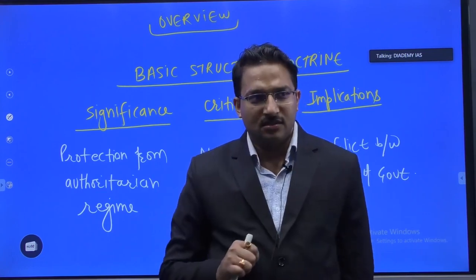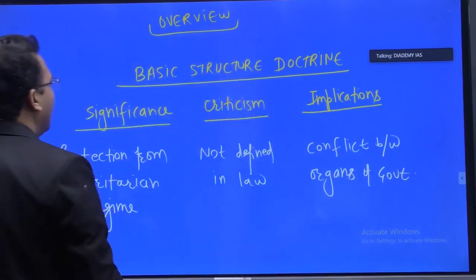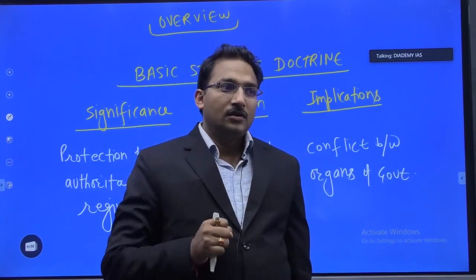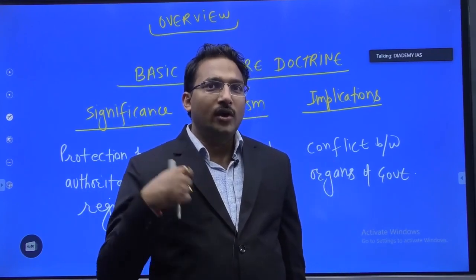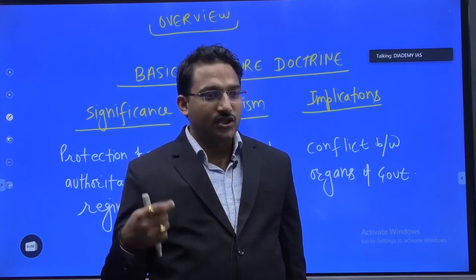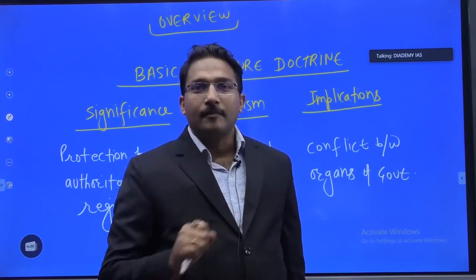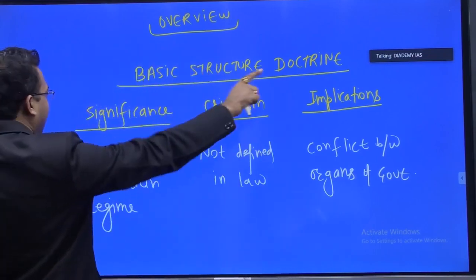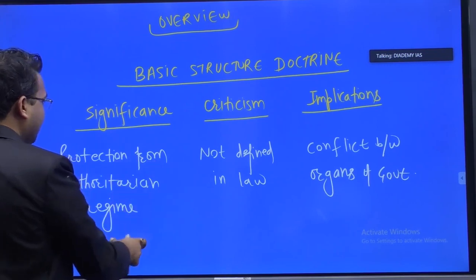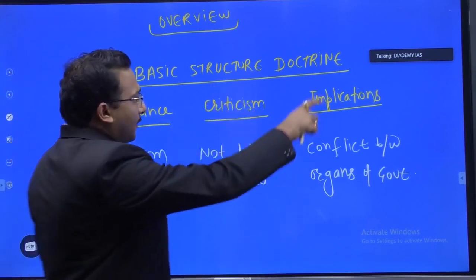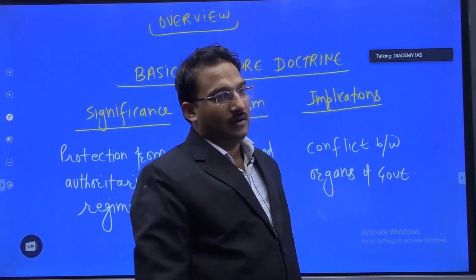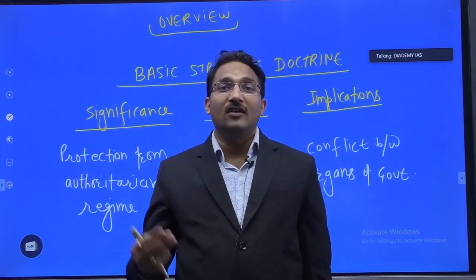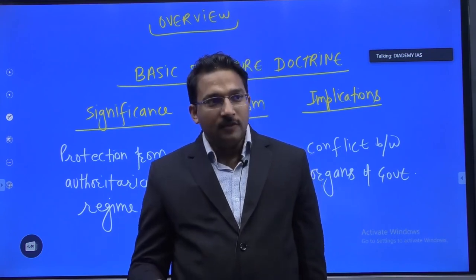Overview. If you want to give the overview of something, you can use this, right? Suppose you are writing about basic structure, and you want to start your answer with the introduction through a diagram. So you can write about this: basic structure doctrine, significance, protection from authoritarian regime, criticism not defined in law, implication, conflict between organs of government. Just these three lines. But it will need a lot of practice, it will need clarity of thought.